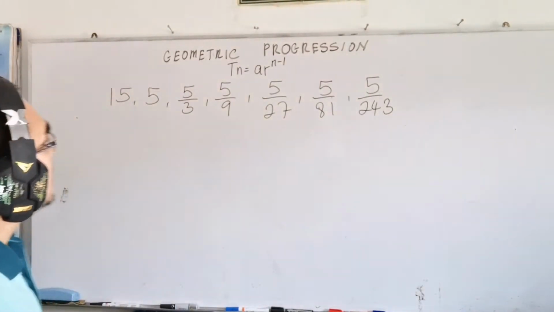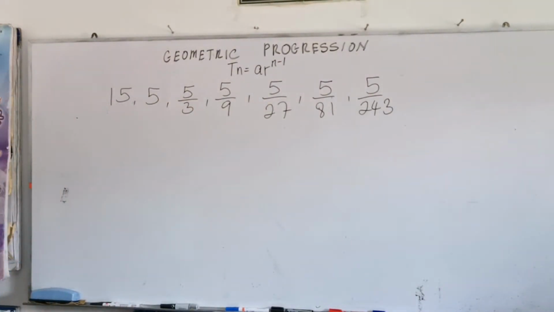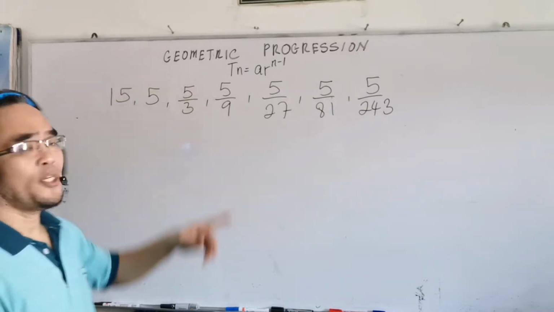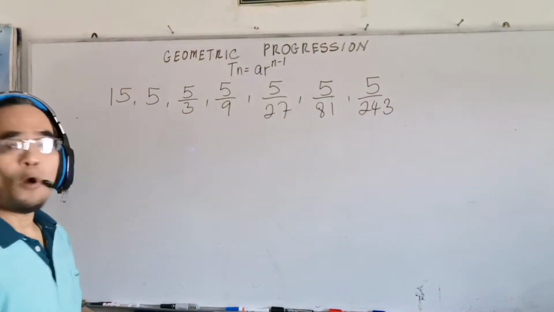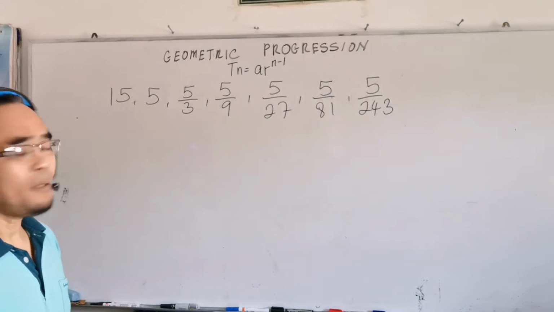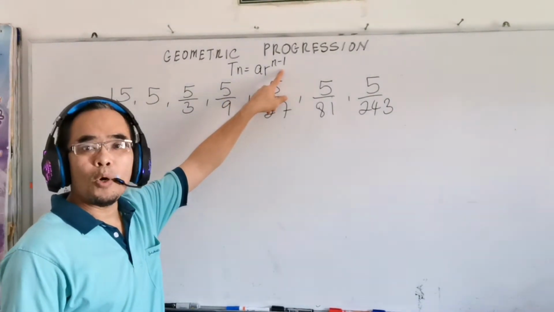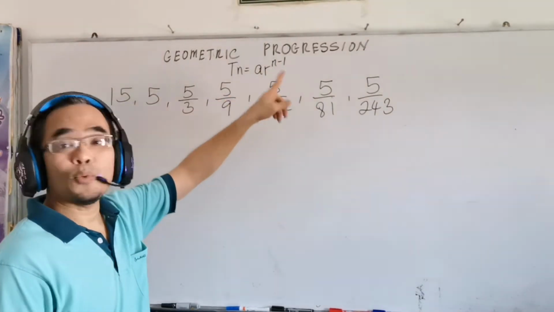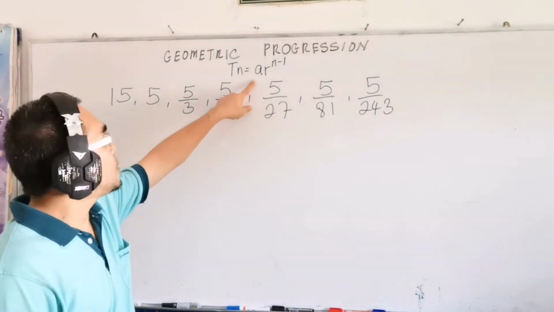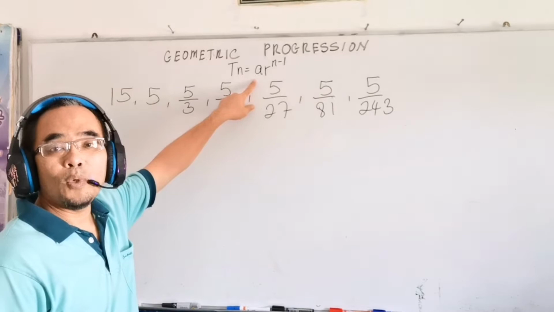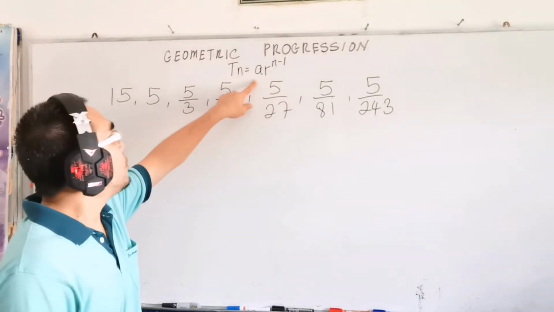Harold Bree. We are going to do some revision on geometric progression, Tn. So the formula for the nth term of a geometric progression will be Tn = AR^(n-1). That is n minus 1, sorry. So A is the first term, R will be the common ratio.